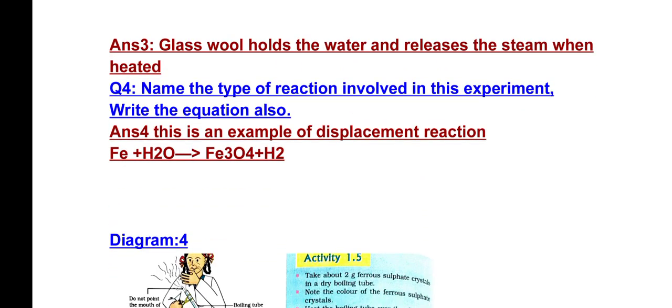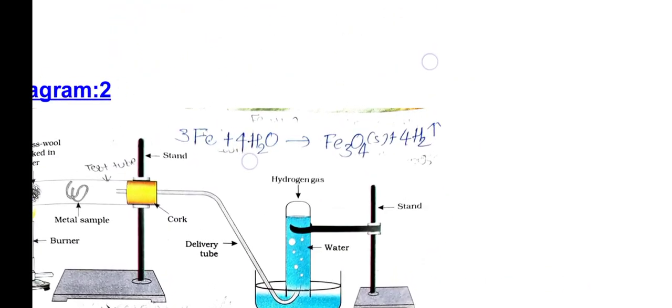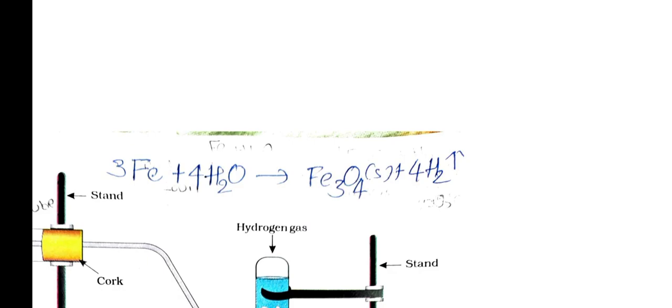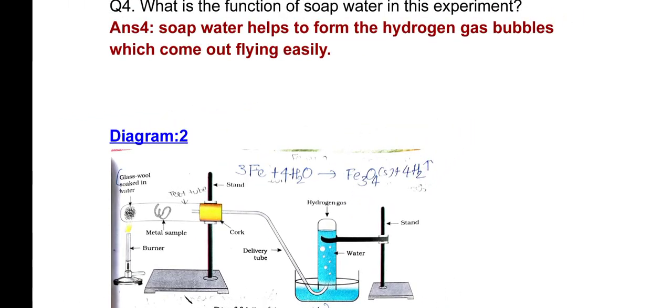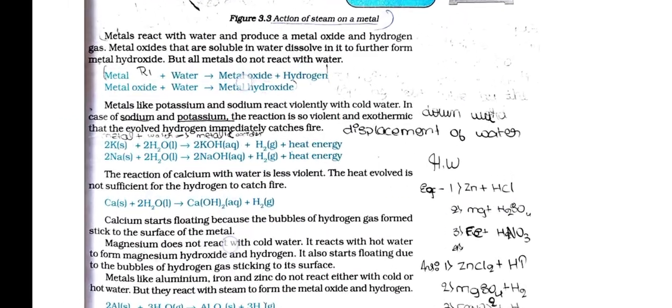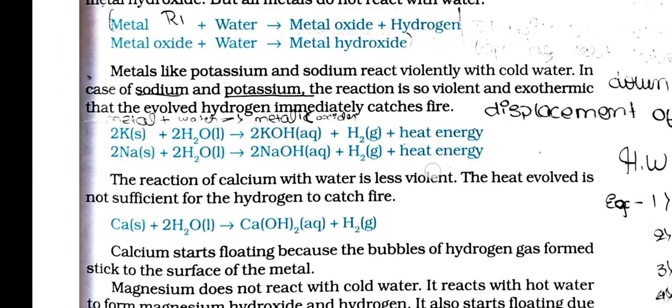And the reaction is Fe plus H2O gives Fe3O4 plus H2. You can see the reaction here. 3Fe plus 4H2O gives Fe3O4, which is a solid, and 4H2 that is a gas. Now you can refer to the other reactions.